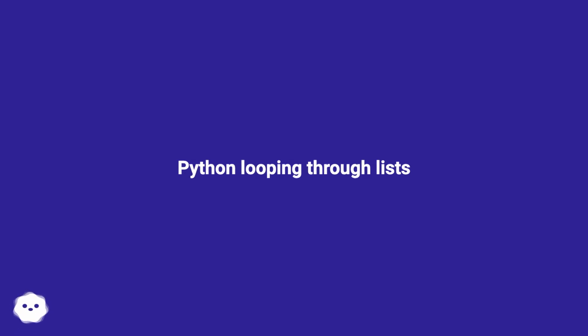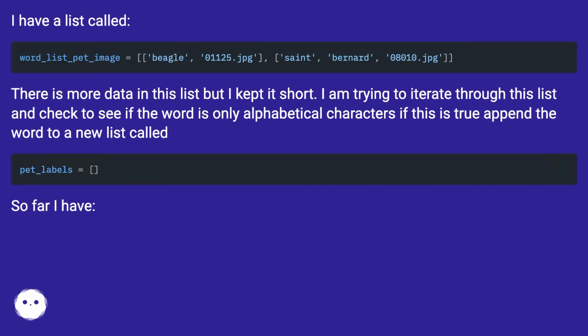Python looping through lists. I have a list called. There is more data in this list, but I kept it short. I am trying to iterate through this list and check to see if the word is only alphabetical characters.